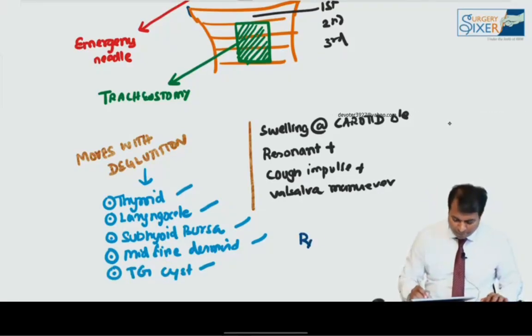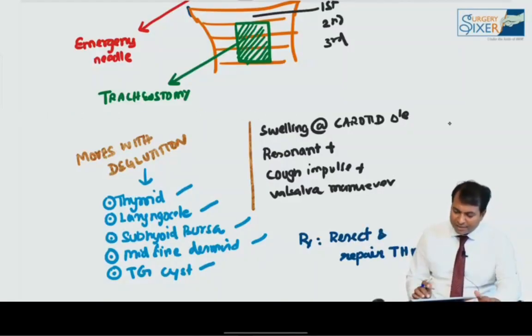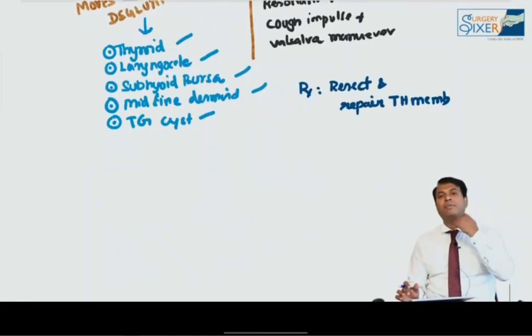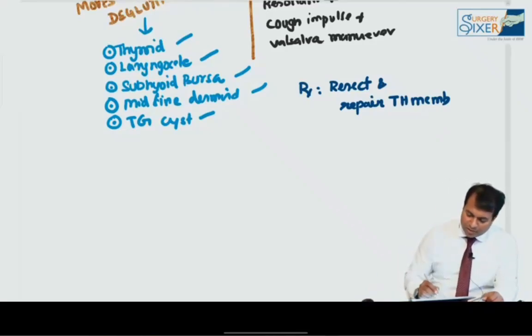So treatment is, we have to resect the laryngocele and repair the defect. Repair the thyrohyoid membrane. So resect that cyst and repair the membrane, by means of a neck incision. So the last air-filled swelling, which we have already discussed, is the pharyngeal pouch. I have discussed this in the esophagus chapter.